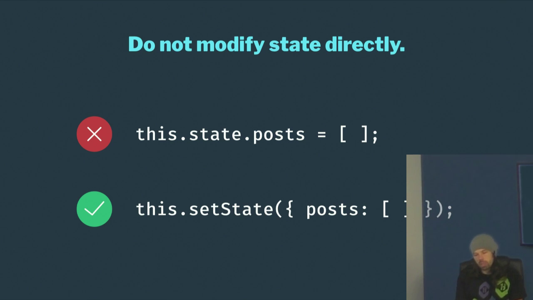So instead, we're not going to modify state directly. What we do is we pass state to this method setState, and then it knows that it can modify the state and then trigger a re-render for us. We have to use this method in order to modify the state.